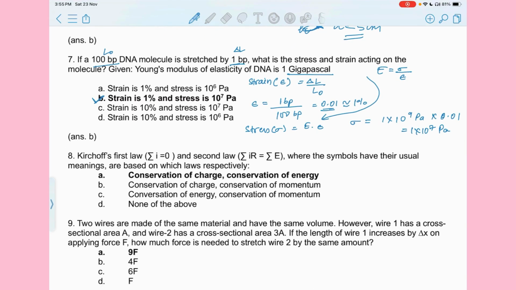Let's move to the next question. This is again a factual question. We know Kirchhoff's law, where summation of current is equal to 0, and the second law, summation of I into R is equal to summation of E, where the symbols have their usual meanings, are based on which of the laws respectively. We know the first law is based upon the conservation of charge and the second is based upon the conservation of energy. So we got option A.